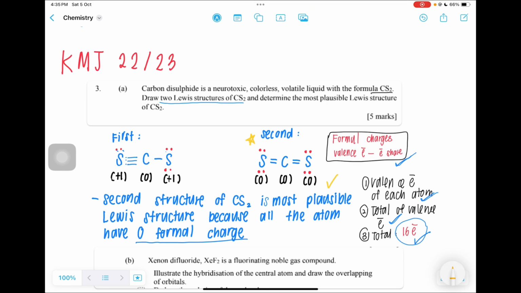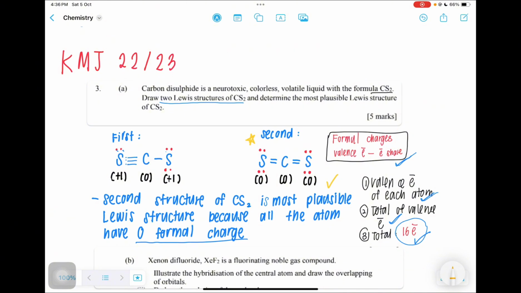Today we will discuss a pre-PSPM question from KMJ 2022-2023, question number 3. The question states, carbon disulfide is a neurotoxic, colorless, volatile liquid with the formula CS2. Draw two Lewis structures of CS2 and determine the most plausible Lewis structure of CS2.